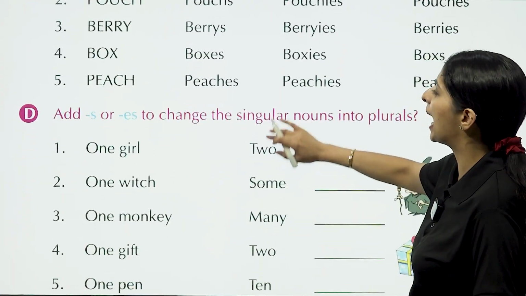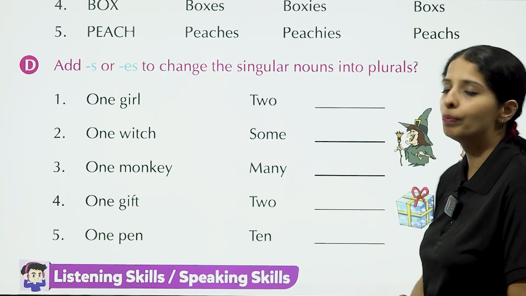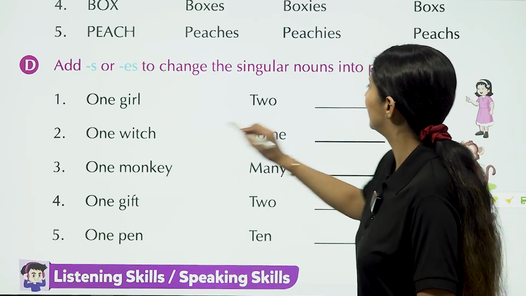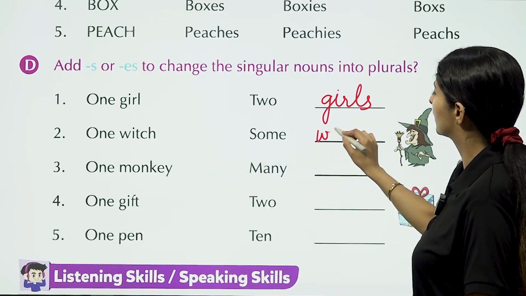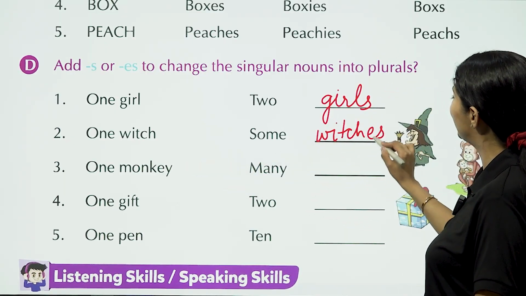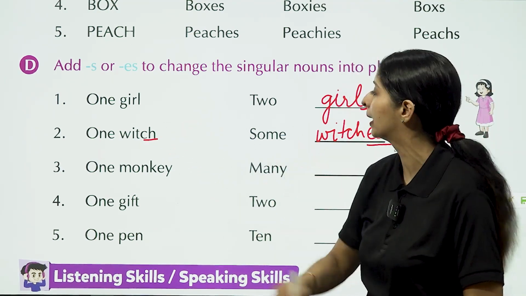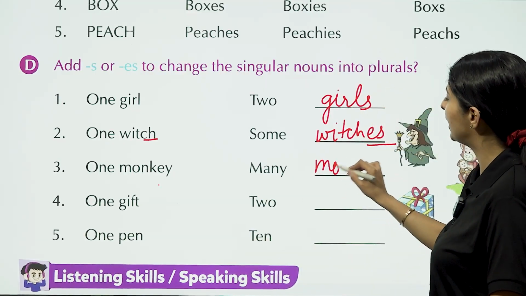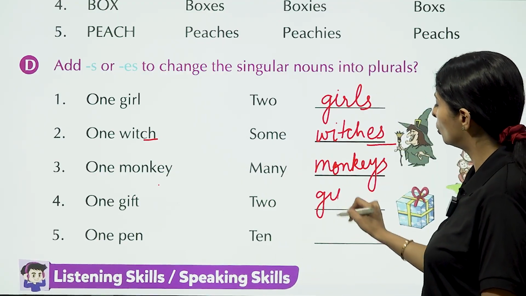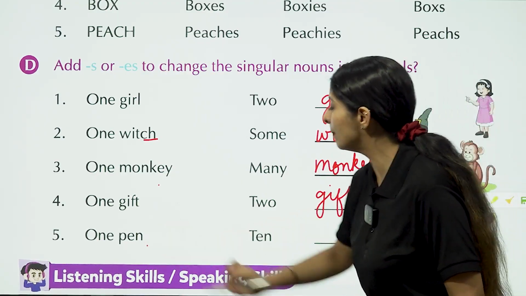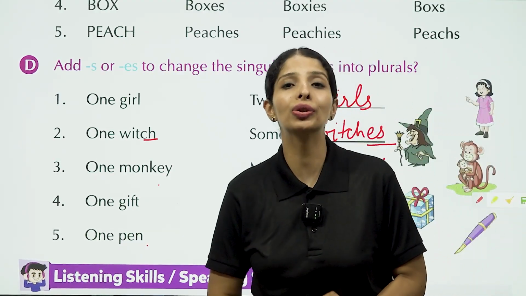Now, next is add S or ES to change the singular noun into plural noun. So, one girl, two girls, one witch, some witches, ES. It is ending with CH, so extra ES you will add. One monkey, many monkeys. One gift, two gifts. One pen, 10 pens. So this is how you do it.